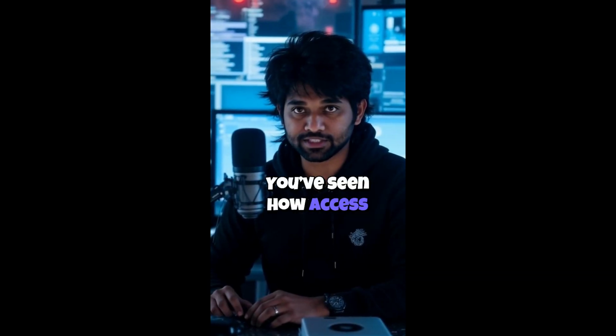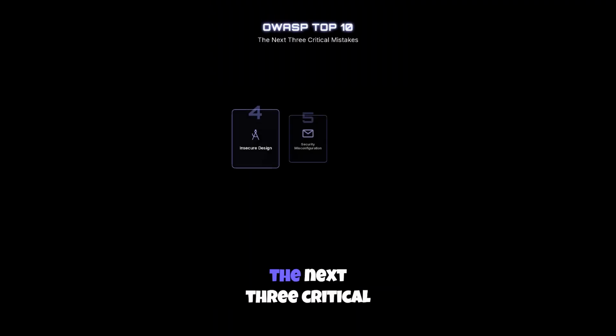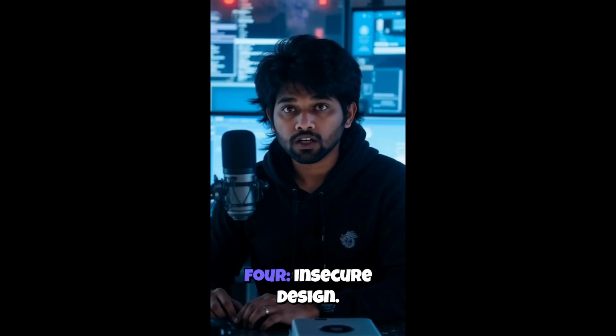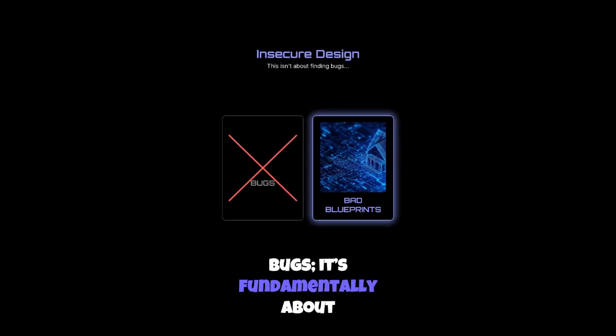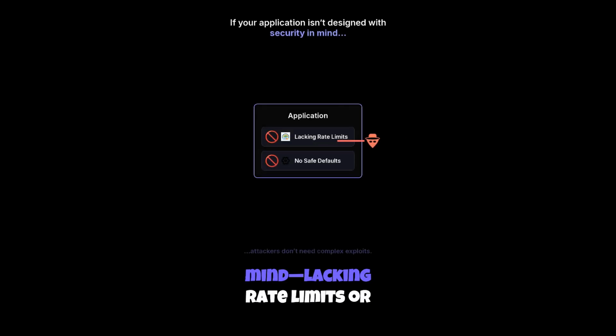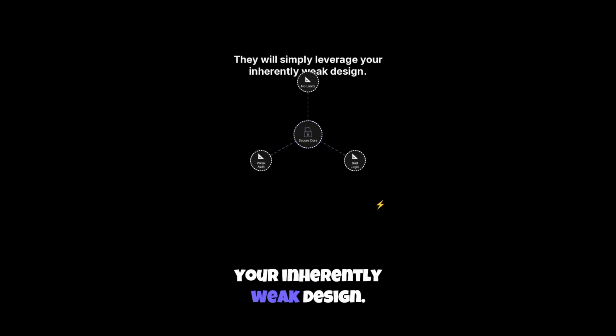You've seen how access control, crypto, and injection destroy applications. Now let's look at the next 3 critical mistakes in OWASP's Top 10 and understand why they are truly silent killers. Our first point, number 4, insecure design. This isn't about finding bugs, it's fundamentally about bad blueprints. If your application isn't designed with security in mind, lacking rate limits or safe defaults, attackers won't need complex exploits. They will simply leverage your inherently weak design.